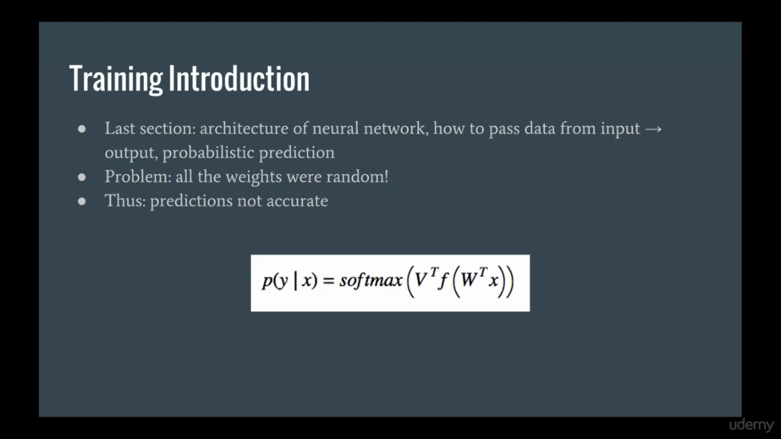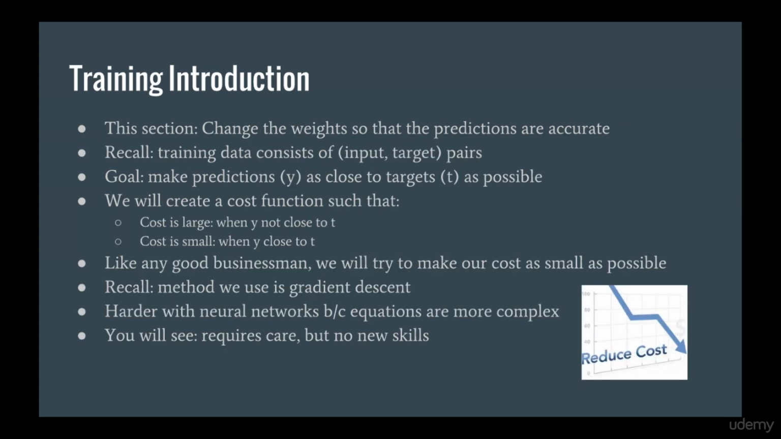In this lecture, we are going to go over what this coming section is about. In the last section, you learned about the architecture of a neural network and how to pass data from the input to the output to get a probabilistic prediction. We know the meaning of those outputs. It's the probability that the input belongs to each class. But our problem is that all of the weights in the neural network are random. So those output probabilities are also random. In other words, they aren't accurate. In this section, our focus is going to be on how to change those weights so that they are accurate.